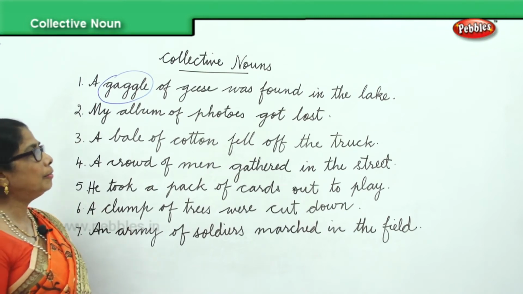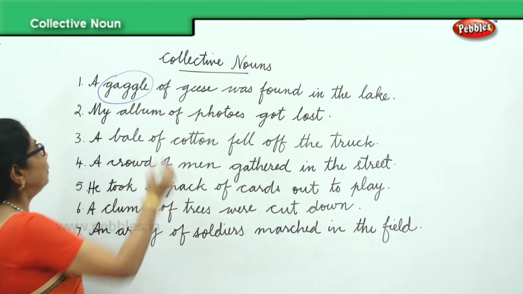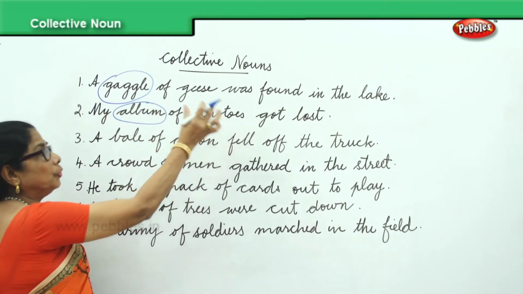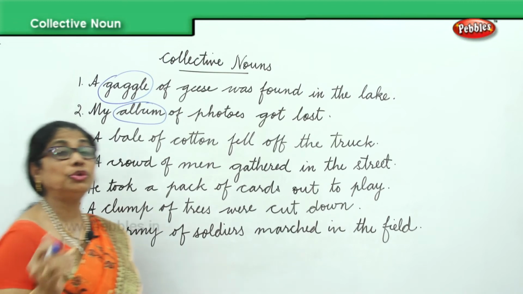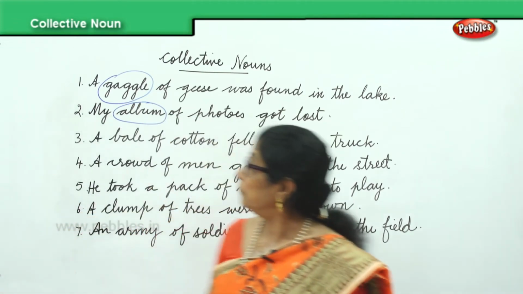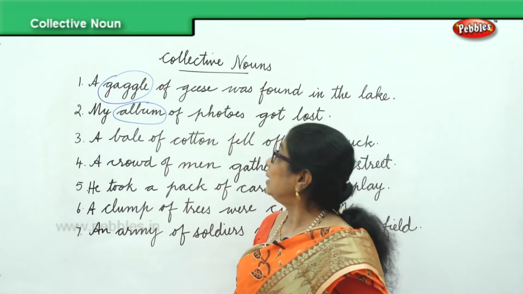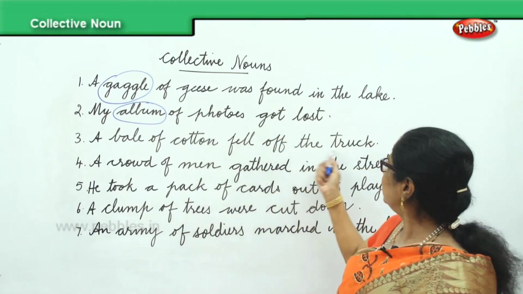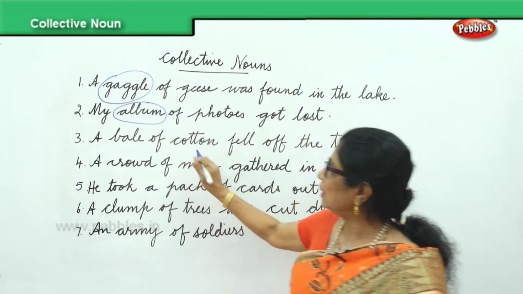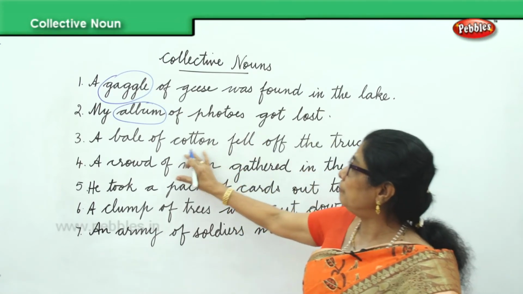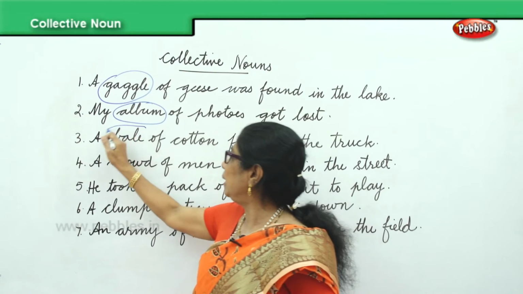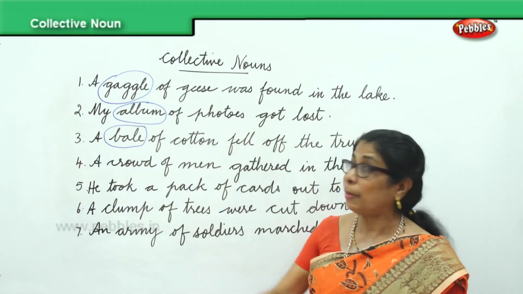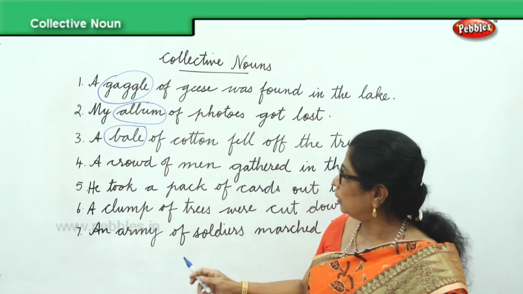My album of photos got lost. An album contains a number of photos, a collection of photos, we call it an album. So we got another collective noun here. A bale of cotton fell off the truck. Now, the collective noun for cotton is bale. When you have a number of bundles, you won't say one box of cotton, you say bale of cotton.